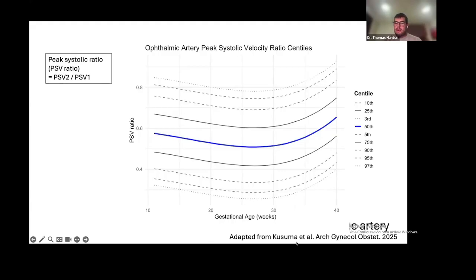And here's a trace adapted from Kasuma et al.'s paper in 2025, which shows the changes across gestation of the peak systolic ratio. It's interesting that it doesn't actually change that much in terms of total PSV ratio across gestation. Obviously, there is a dip in the mid trimester, and it does increase towards the end. So it's actually quite similar to a blood pressure profile across gestation.